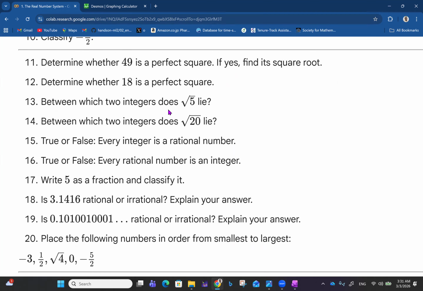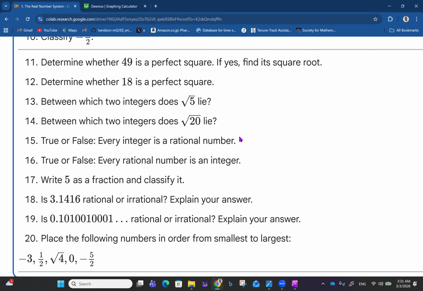Between which two integers does root 5 lie? Root 5 is 2 point something. So it lies between 2 and 3, right? So root 5 lies between 2 and 3. Between which two integers does root 20 lie? Root 20, the perfect square before 20 is 16. The perfect square after it is 25. So that means root 20 lies between 4 and 5, whose squares are 16 and 25.